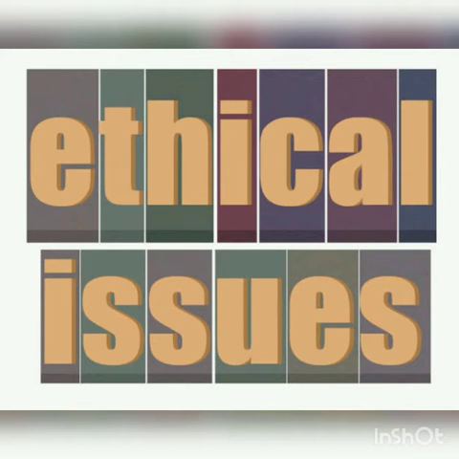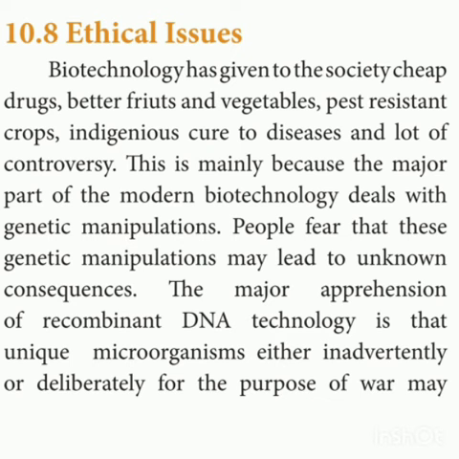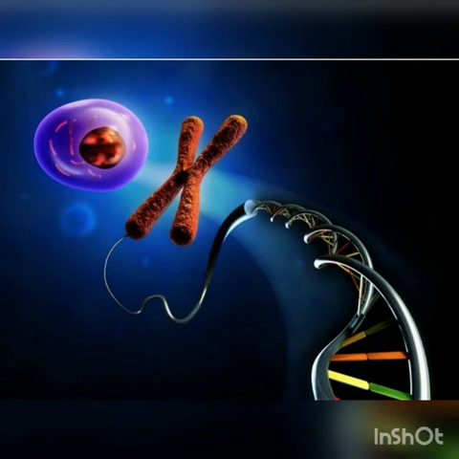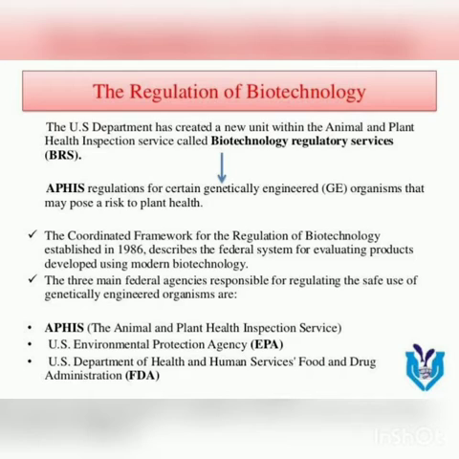Next is the ethical issues. Biotechnology has given society cheap drugs, better fruits and vegetables, pest-resistant crops, indigenous cures to diseases, and a lot of controversy. This is mainly because the major part of modern biotechnology deals with genetic manipulation. People fear that these genetic manipulations may lead to unknown consequences. Although many are concerned about the possible risk of genetic engineering, the risks are in fact slight and the potential benefits are more, that is, sustainable.